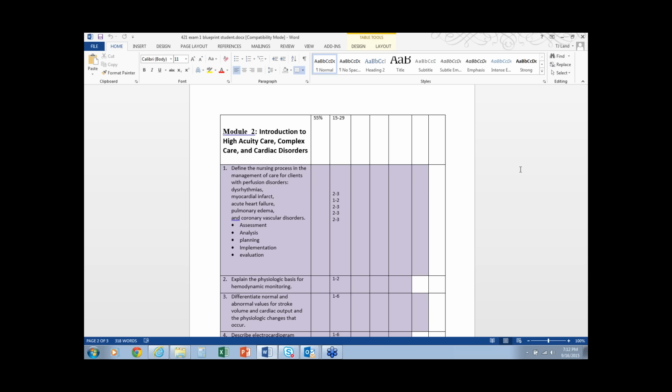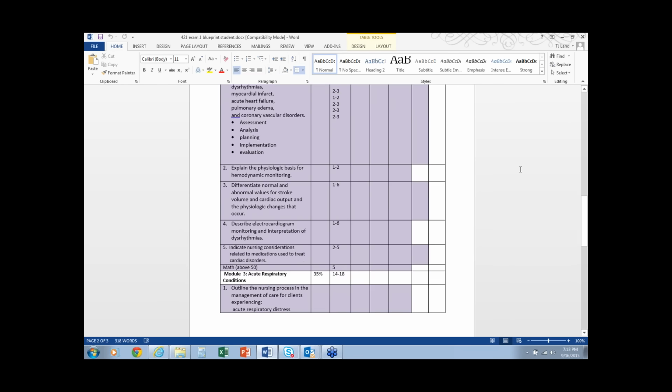So number one is saying that you need to be able to provide the management of care via the nursing process, ADPIE, for all of these perfusion disorders. And again, they are not new. The second one is talking about you being able to explain the physiological basis for hemodynamic monitoring. So really and truly, how do we insert a PA cath? Where does it go? And what kind of readings does it give us? That's what it wants to know. So not only a PA catheter, which gives you the PA pressures, the CVP pressure, and even a wedge pressure.